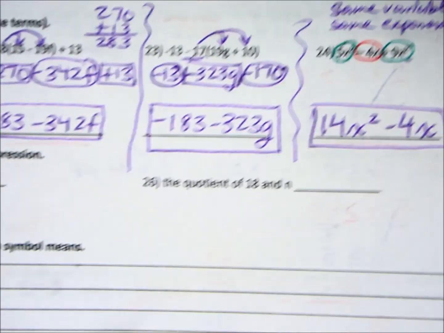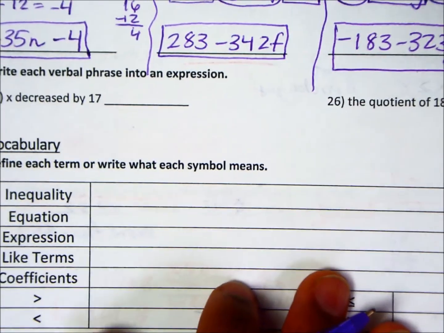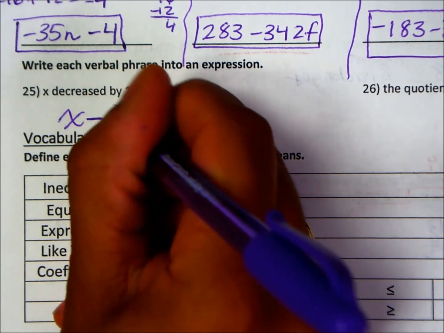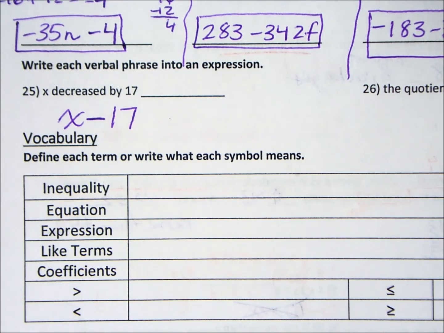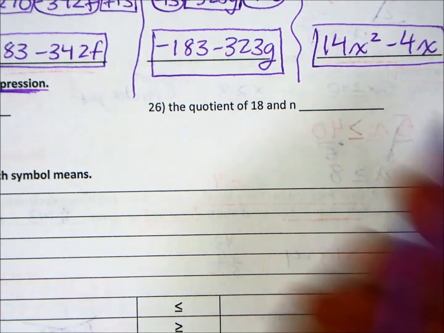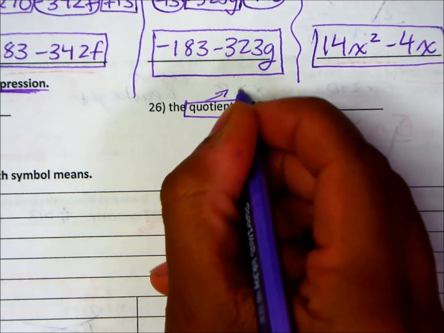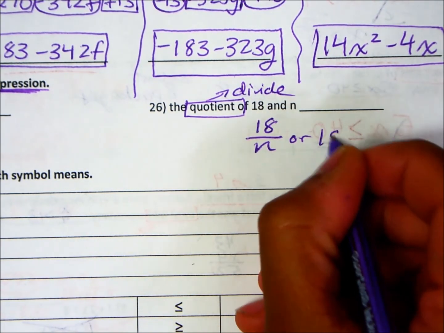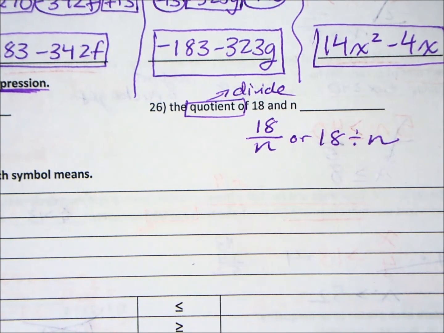In the last section, it says, write each verbal phrase into an expression. X decreased by 17. Let's start with X. Decrease it means subtract it by 17. It's not equal to anything because it doesn't say equal. And it says expression. It doesn't say an equation. So there's not going to be an equal sign. And lastly, the quotient of 18 and n. Quotient, remember, that's our signal for divide. So I'm going to do 18 divided by n. Or if you want to write it horizontally, 18 divided by n. Either one is fine.